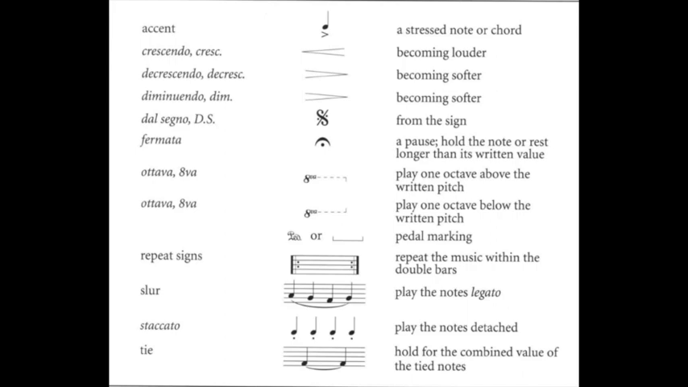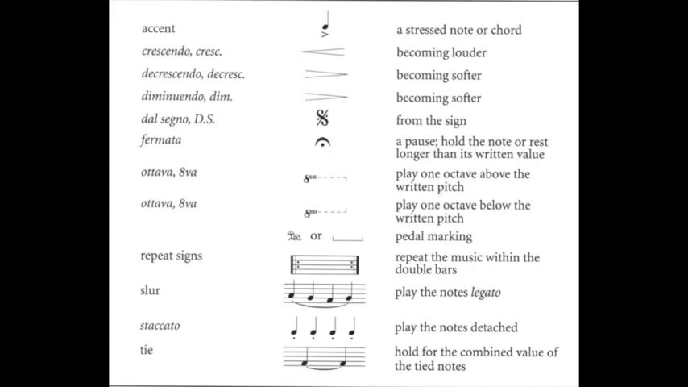There's this sign here called the sign, or DS, dal segno. This eye-looking thing is called a fermata, and that means we hold a note until the conductor tells us to stop holding it. We have ottava, 8VA, with the line going above, which means we're playing an octave higher than the written pitch. When we have the line going the other way, it means below the written pitch. We have ped, which is a pedal marking for the piano. These types of bar lines are the beginning and ends of a repeat.